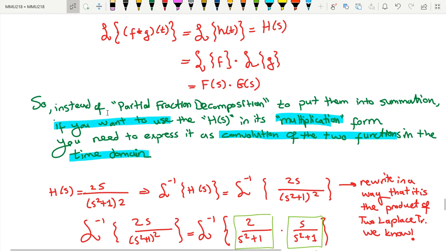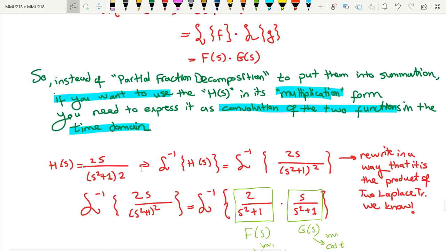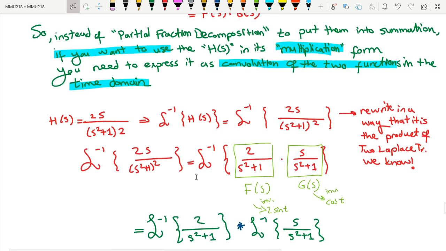So instead of partial fraction decomposition to put them into a summation, if you want to use the H(s) in its multiplication form, you need to express it as a convolution of two functions in the time domain. So let's say I have an H(s) looking like this. I need to rewrite this in a way that it is the product of two Laplace transforms that I know, because if I take the inverse Laplace of that, I can convolute them.